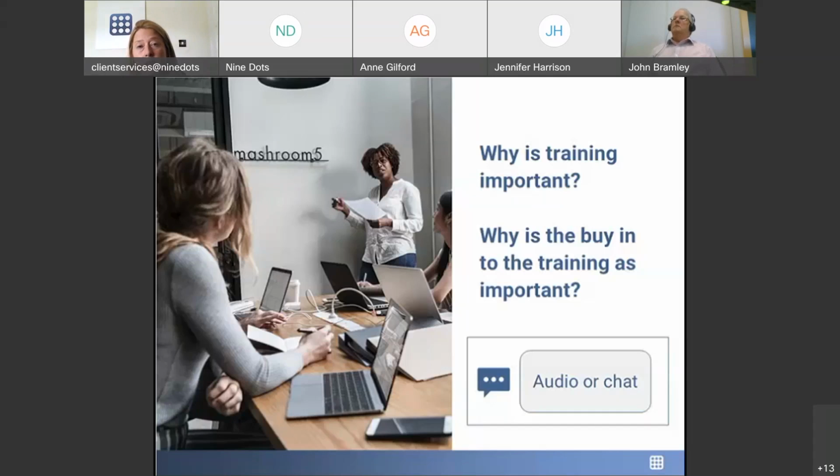And you can look at this in 3 different ways. You could look at it, why do we have it for the individual? What's the benefit to the individual? What's the benefit to the team? And what's the benefit to the organisation? Okay, so if we start with the individual then, what's the benefit of training to the individual?